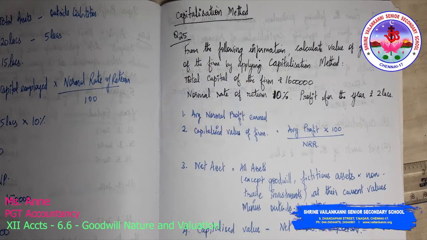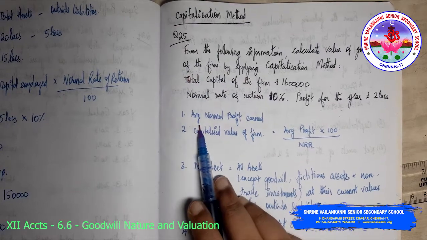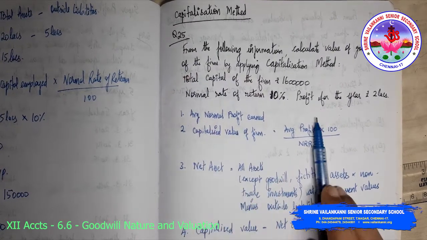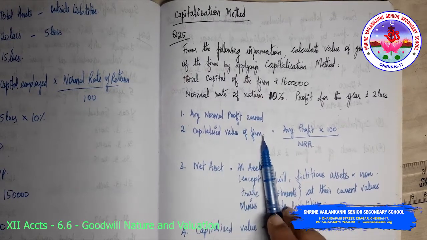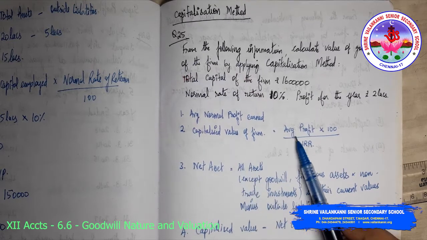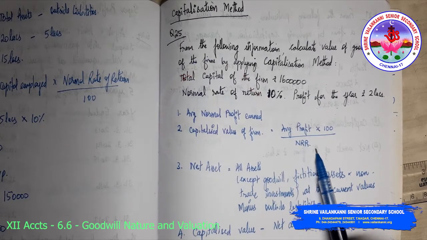This session we are going to discuss the last method of goodwill valuation, that is capitalization method. So question number 25. Before discussing this question, I want you to understand how we are going to calculate goodwill by using capitalization method. The first thing that you need to find is the average normal profit earned. Whatever profit is given, you need to calculate the average. Then the capitalized value of the firm. This can be found out by using this formula: average profit into 100 divided by normal rate of return.